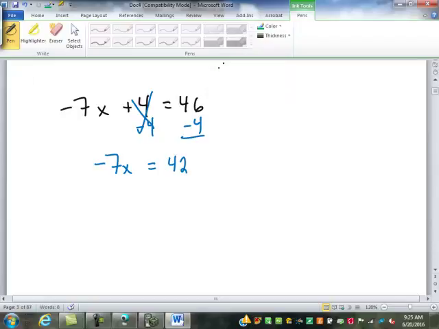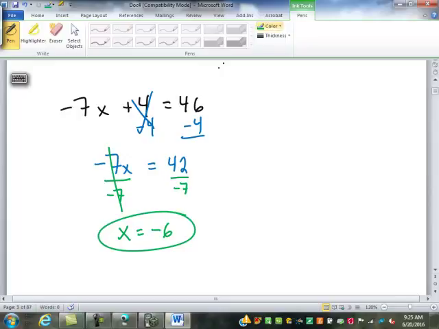Now what do we have to do? Divide by a negative 7. Perfect. That negative 7 is now gone, leaves us with x. We divide the other side by negative 7. 42 divided by negative 7 is negative 6. So x equals negative 6.